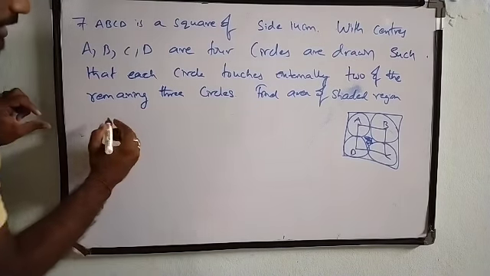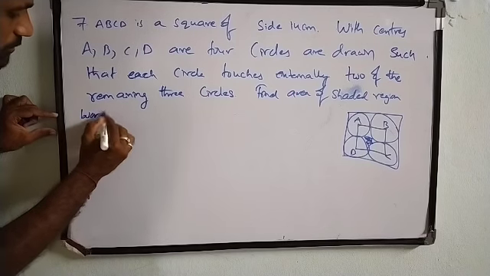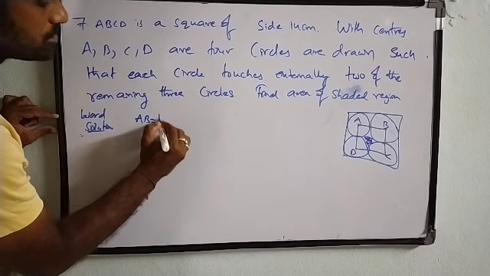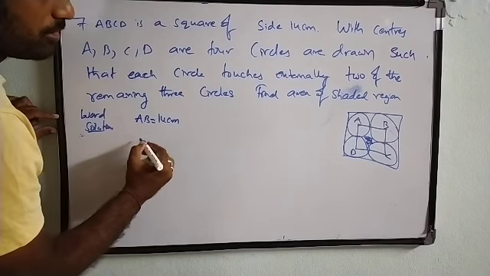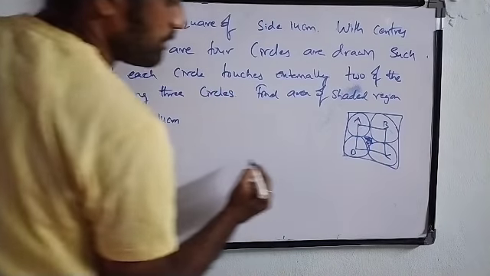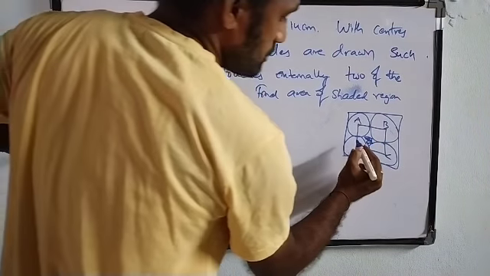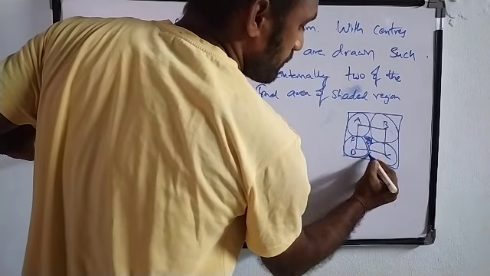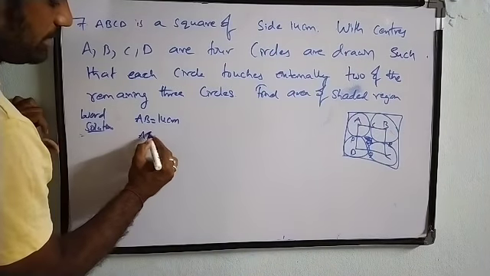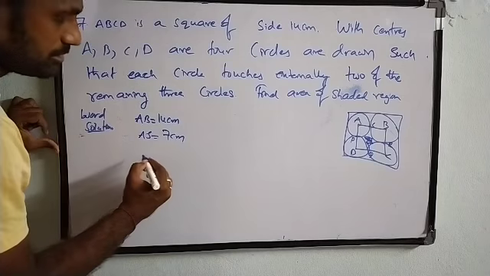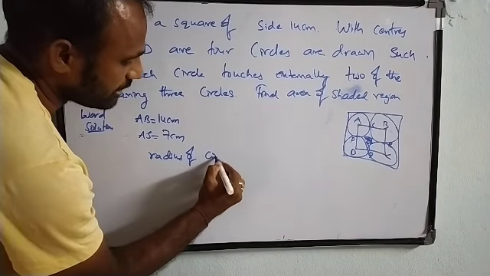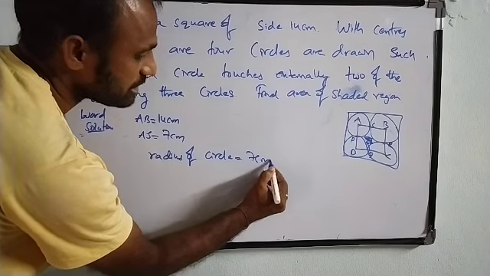So here AB is equal to 14. Let us see the solution for this. AB is equal to 14 centimeters. So here there will be a center. Let us give some names here, P, Q, R, S. So AS will be 7 centimeters. So the radius of the circle is equal to 7 centimeters.